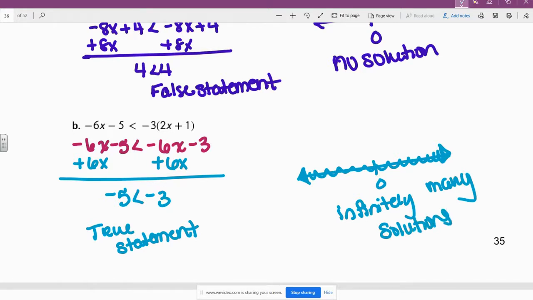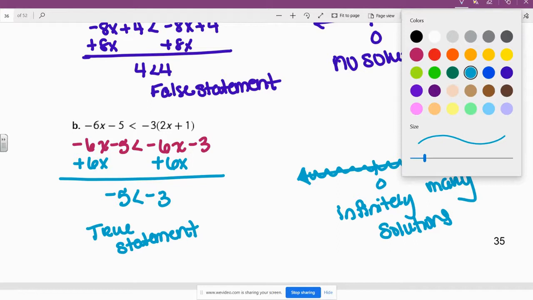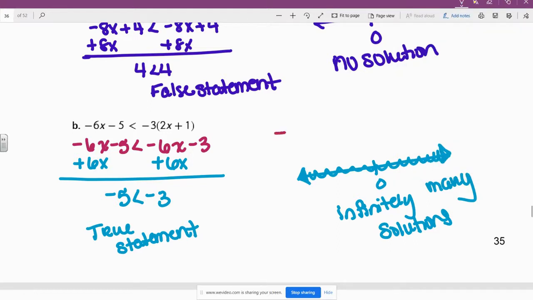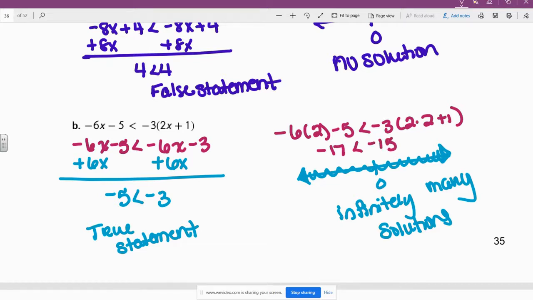So again, I'm going to check, we'll have fun. We'll just do a 2 this time. So we have negative 6 times 2 minus 5, which shouldn't matter because any of these answers should work, is less than negative 3 times (2 times 2 plus 1). So left side, negative 6 times 2 is negative 12 minus 5 is negative 17. That should be less than 2 times 2 is 4 plus 1 is 5 times negative 3 is negative 15. And that is a true fact. Negative 17 is for sure less than negative 15.